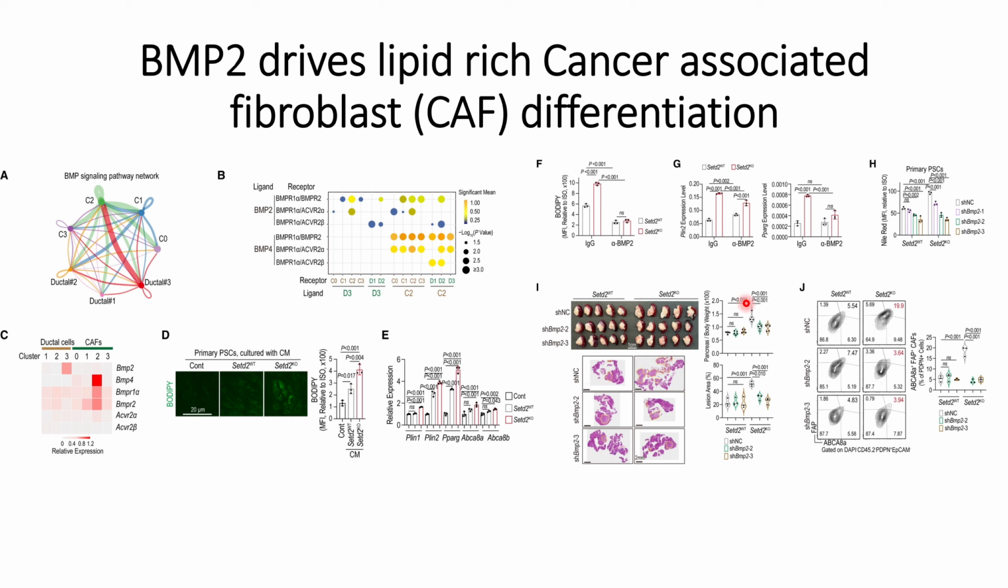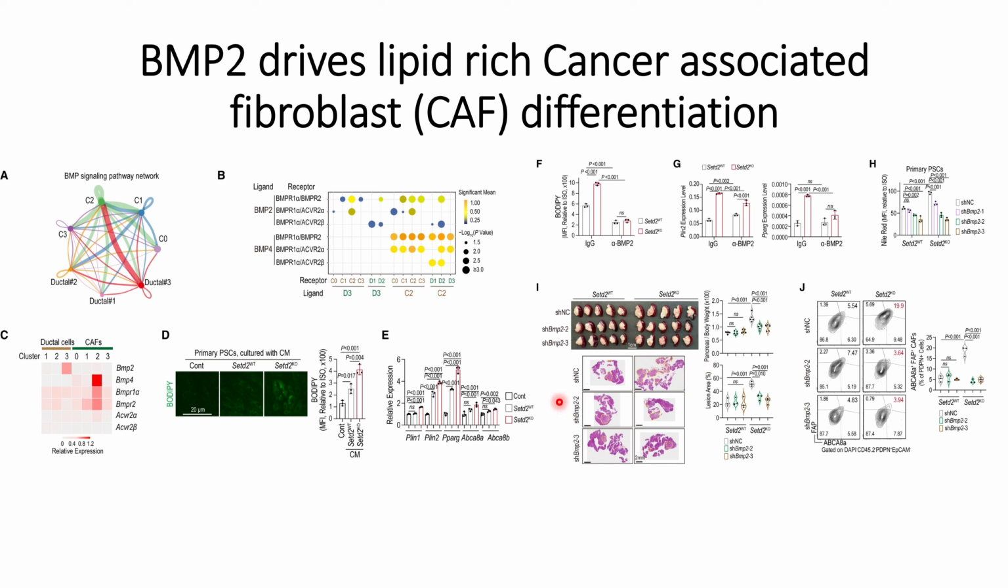And these things are quantified on the right hand side, where we can see that when they use SETD2 wild type, there is not much increase in the body weight, whereas when they use SETD2 knockdown cells with the silencing BMP2, they see an increase in the body weight formations.